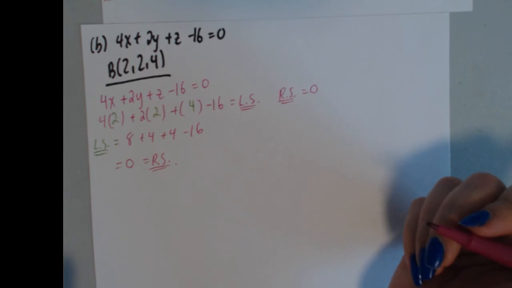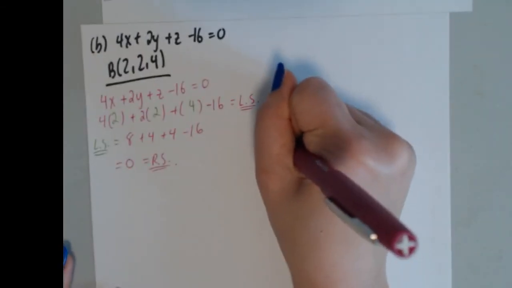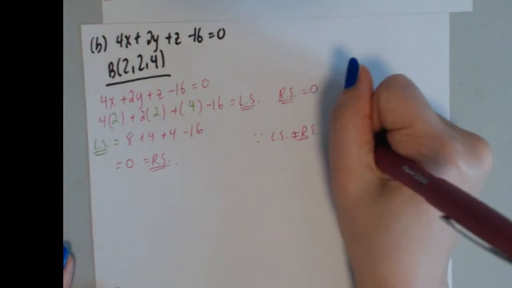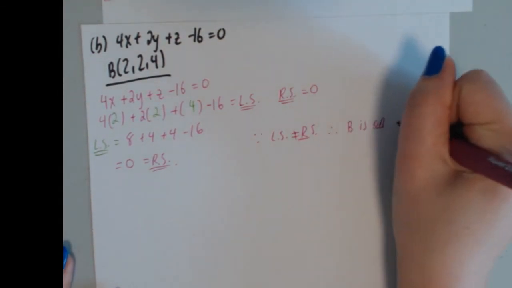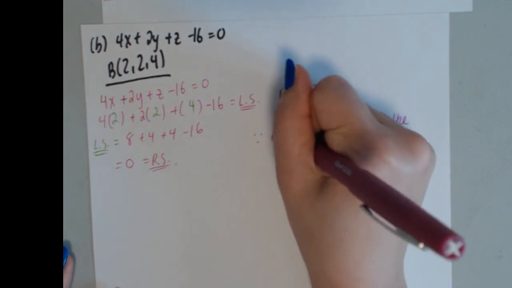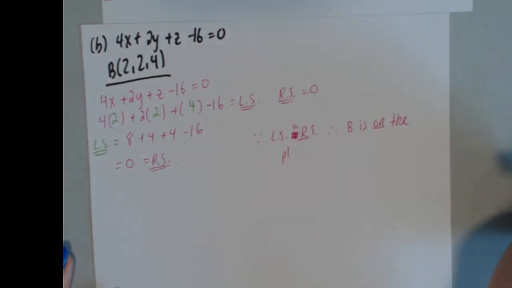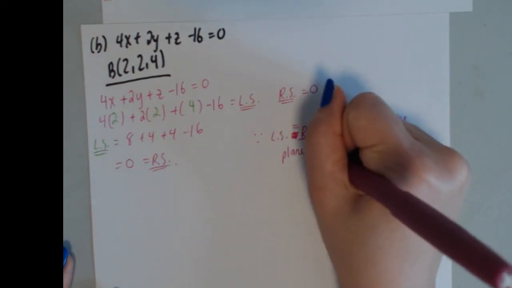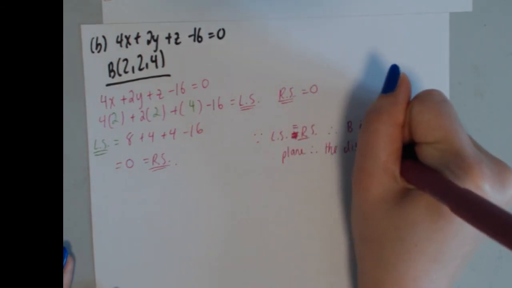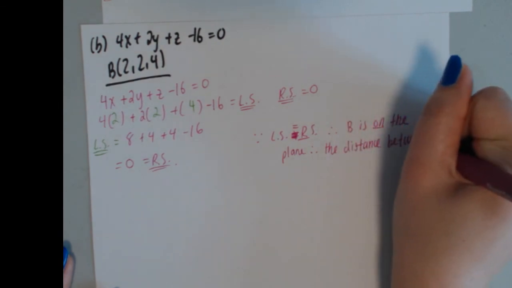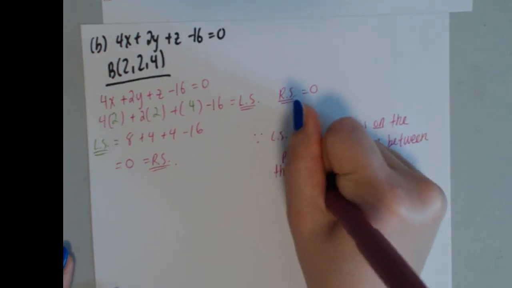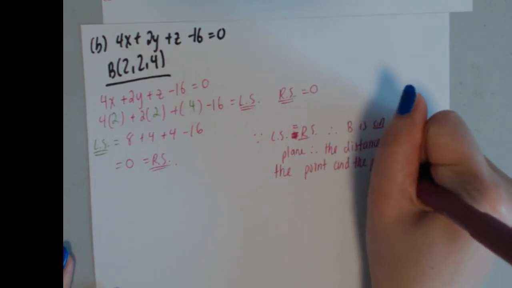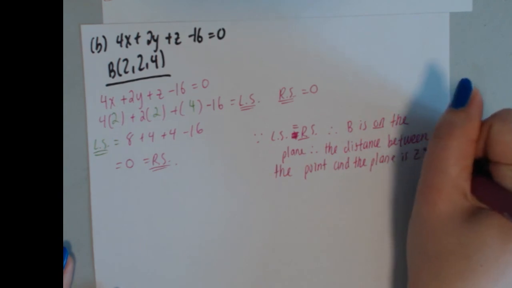That's going to save us a lot of time. Since left side does not equal right side, therefore B is on the plane. Oh, sorry, it is equal. Since left side equals right side, B is on the plane. Therefore, the distance between the point and the plane is 0.